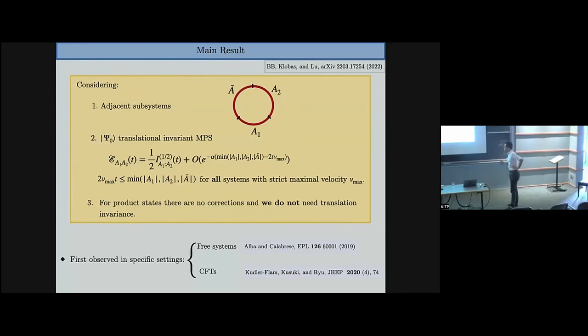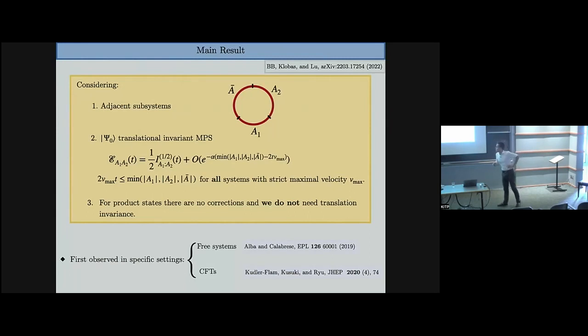This result has been observed in some specific settings in the past. For example, there is this work from 2019 by Alba and Calabrese, where they observe that this relation holds for free fermionic systems. And then there are a number of works, I'm citing only one, where they find this kind of relation in conformal field theories.